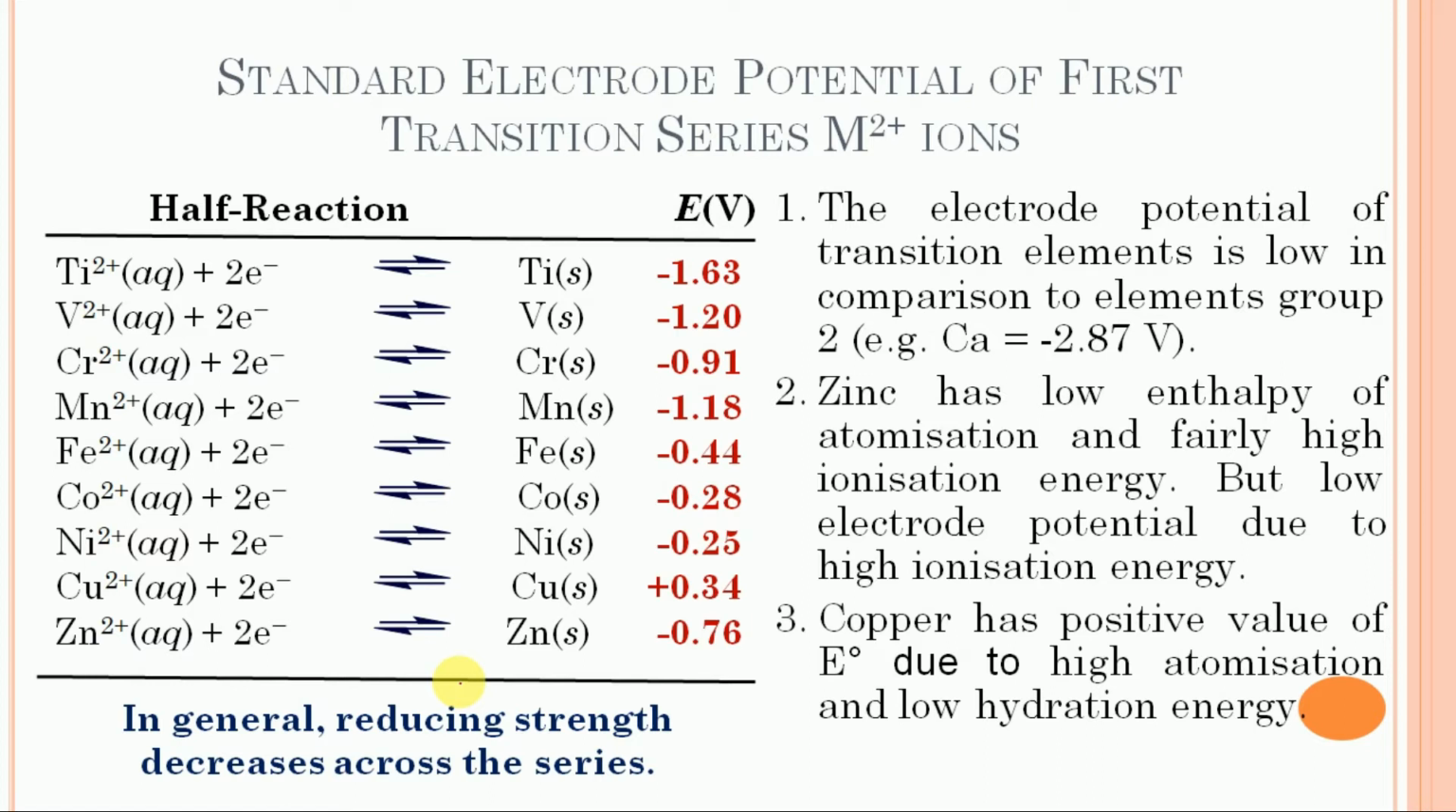The relatively more negative value of reduction potential for manganese and zinc is due to the stability of the half-filled d shell. The exceptionally high reduction potential value of nickel from the regular trend is related to its highest negative energy of hydration in the case of nickel 2+ ions.